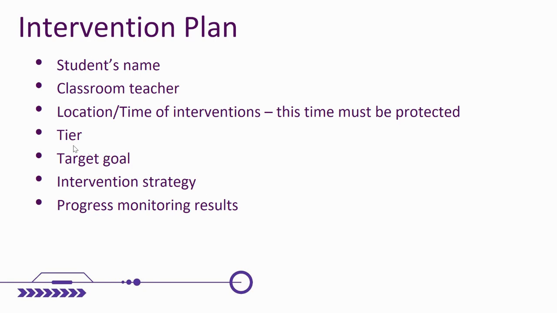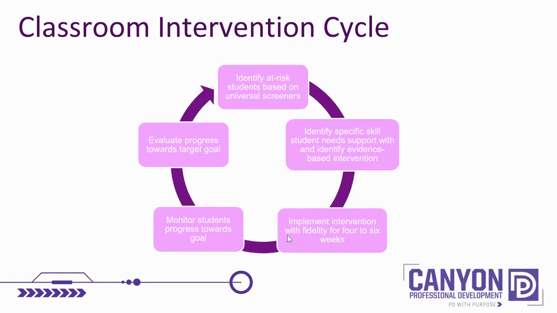The tier the student is currently in, the student's target goal, the intervention strategy being used, and the progress monitoring results. Going back up to our classroom intervention cycle, you can see how those qualities that we ask you to note on the form would help in the intervention cycle.